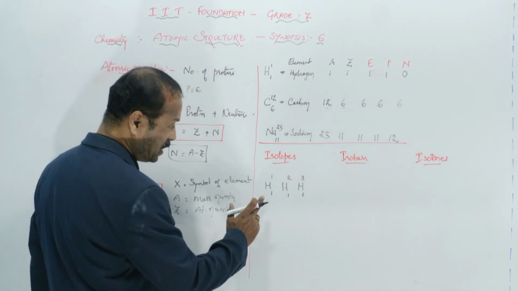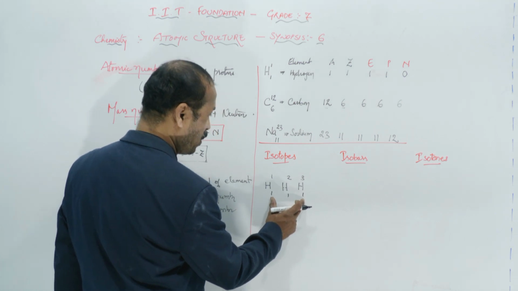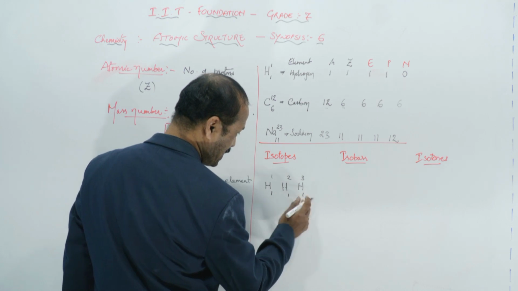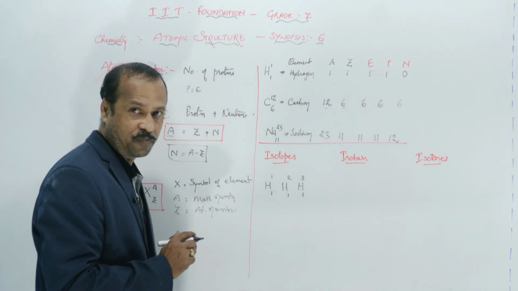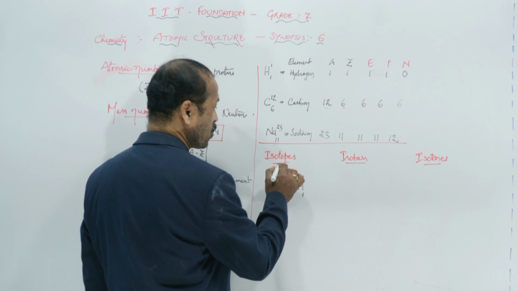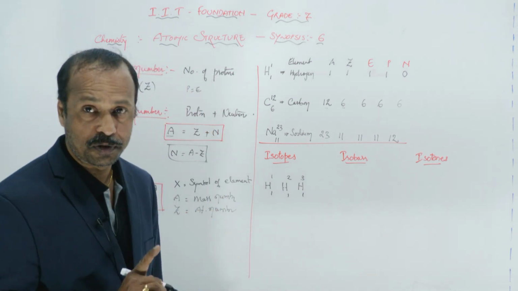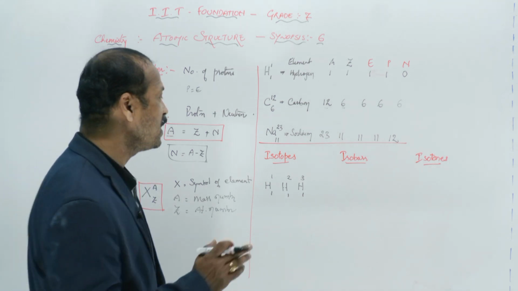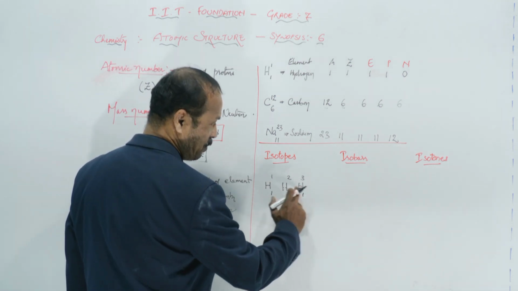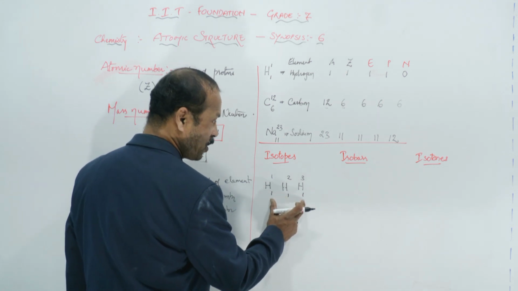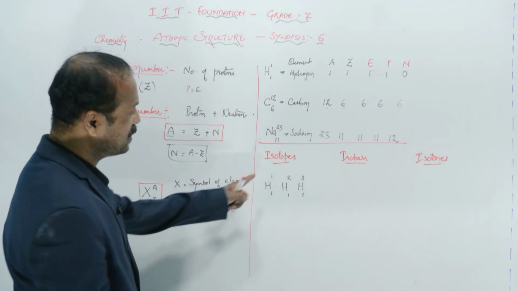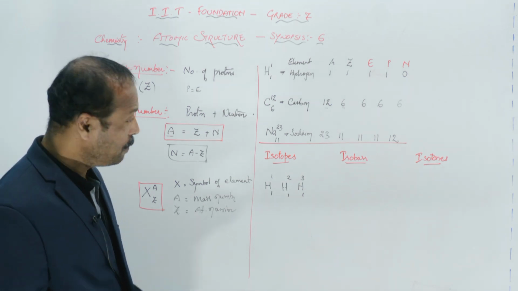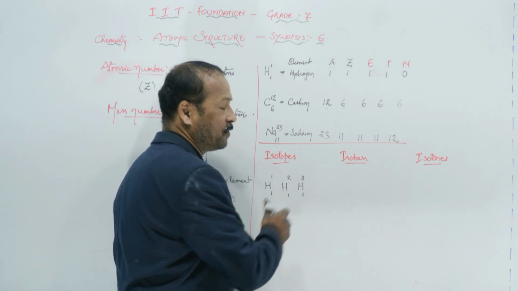So here we have 1, 1, 1. These are subscripts. The subscript is Z, which means the atomic number. Atomic numbers are the same but mass numbers are different, right? So such elements are called isotopes. Isotopes are atoms of the same element with the same atomic number but different mass numbers. All are hydrogens only, but the mass numbers are different, so they are called isotopes.